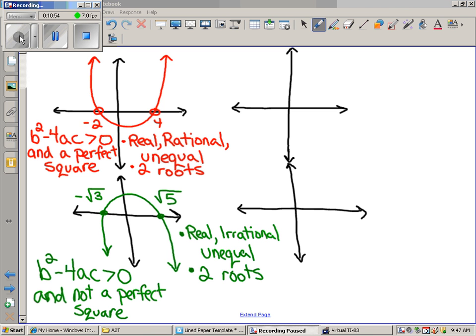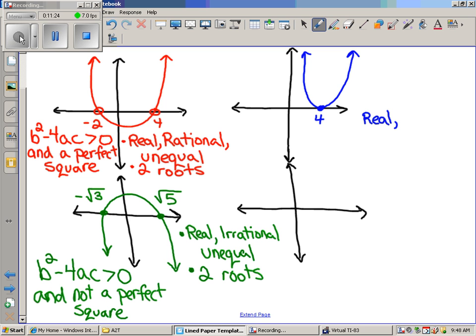Now that we've gone through our description, let's talk about one more. Some quadratic equations don't hit twice. They hit once. Give me a number right there. 4. Okay, talk to me about 4. What kind of number is 4? Real. It's certainly a rational number.